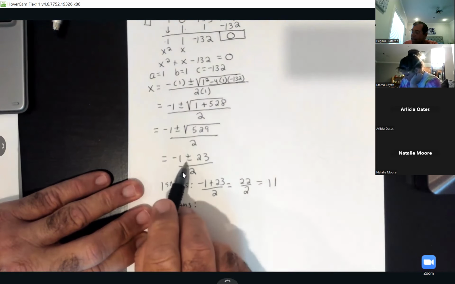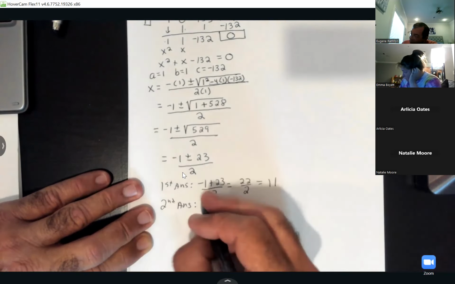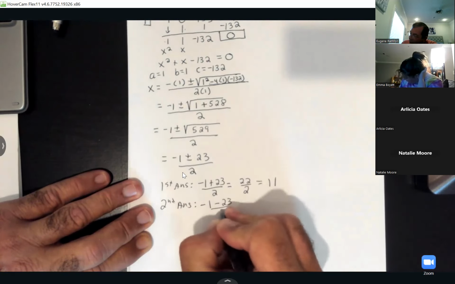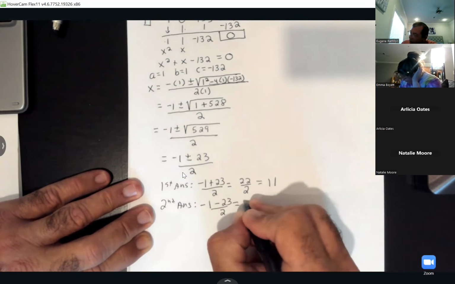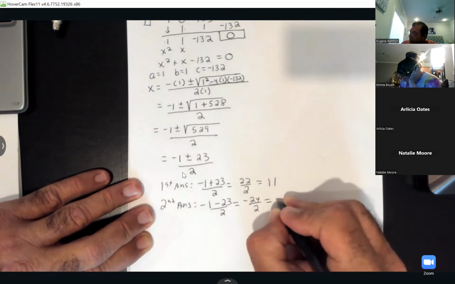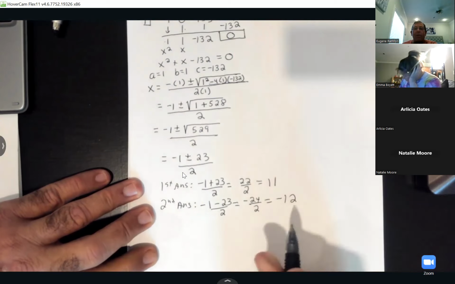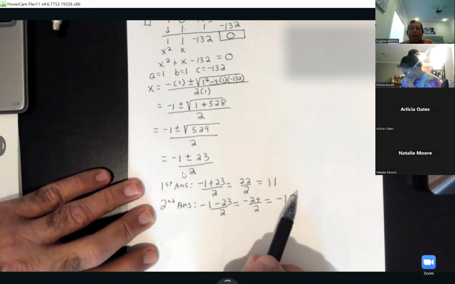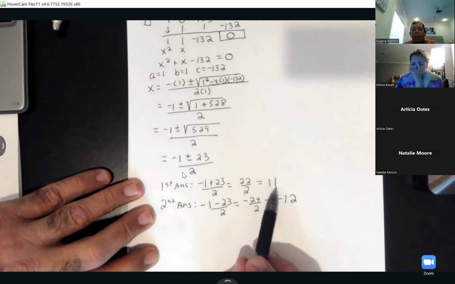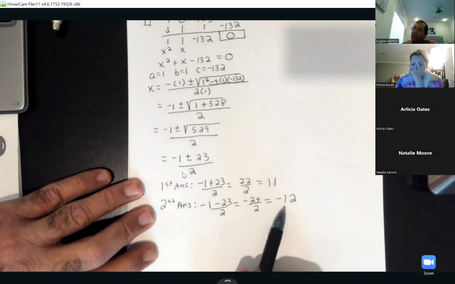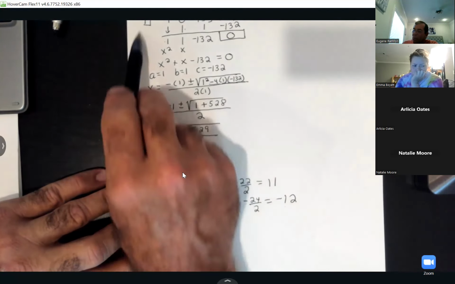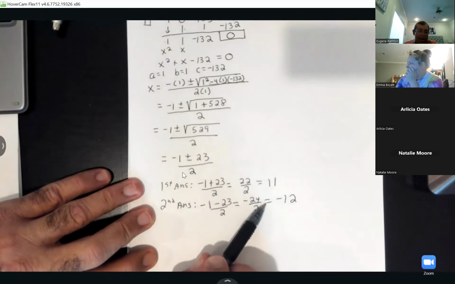To get our second answer, we use the subtraction. So negative 1 minus 23 over 2 will give me a negative 24 over 2, which gives me a negative 12. So when you graph that, you should have crossed it at 1, and then you was crossing it at 11 and negative 12 also on that, okay? So that would have been the 3 points that you were looking at when you seen the graph.